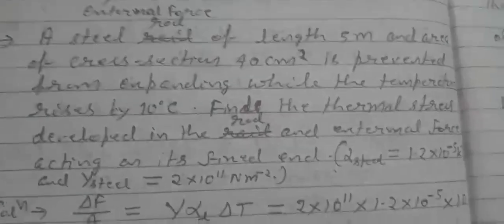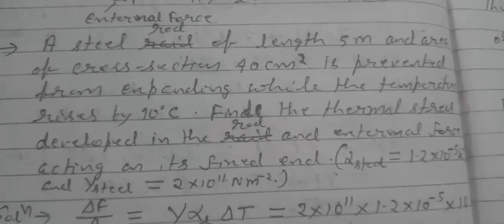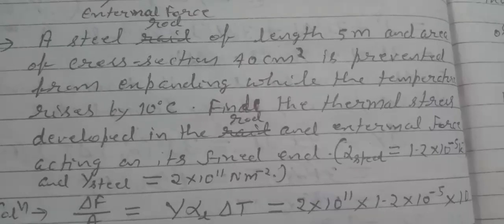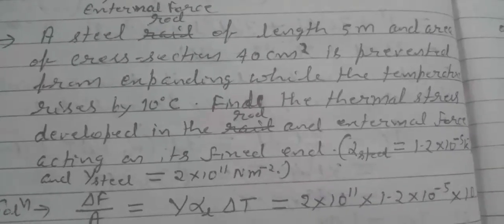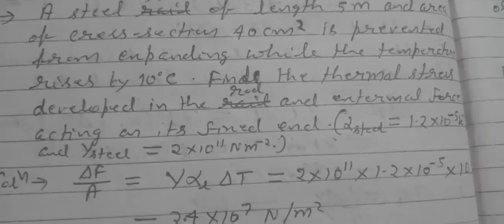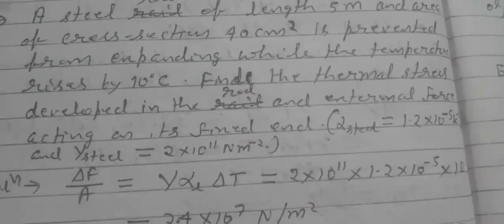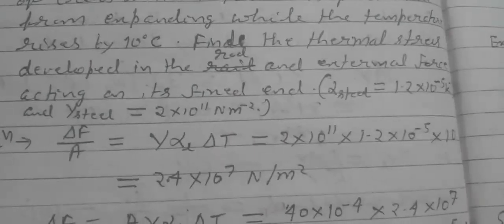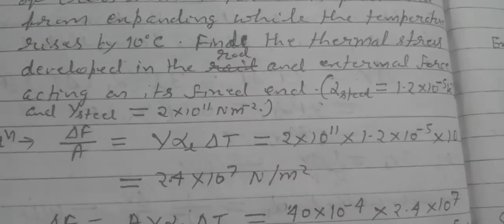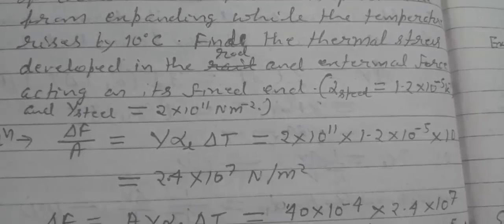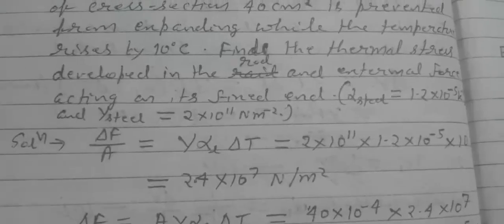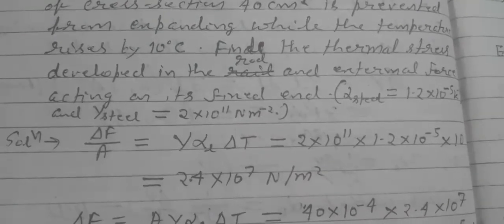Question: a steel rod of length 5 meter and area of cross section 40 centimeter square is prevented from expanding while the temperature rises by 10 degrees Celsius. Find the thermal stress developed in the rod and the external force acting on its fixed end. The coefficient of linear expansion of steel is 1.2 into 10 to the power minus 5 per Kelvin, and Young's modulus of elasticity for steel is 2 into 10 to the power 9 Newton per meter square.